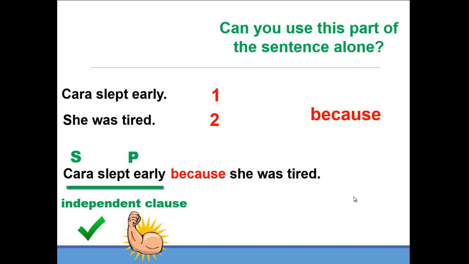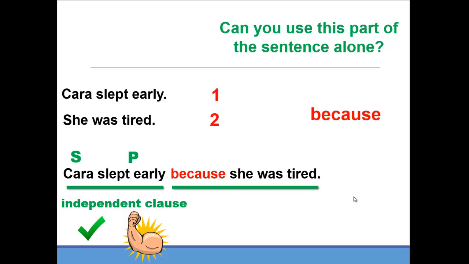Let me clarify the meaning of the word clause. A clause is a group of words with a subject and a predicate. Any group of words with a subject and a predicate is called a clause. So this part of the sentence is an independent clause. It's a group of words with a subject and a predicate that can be used alone without the other part of the sentence.